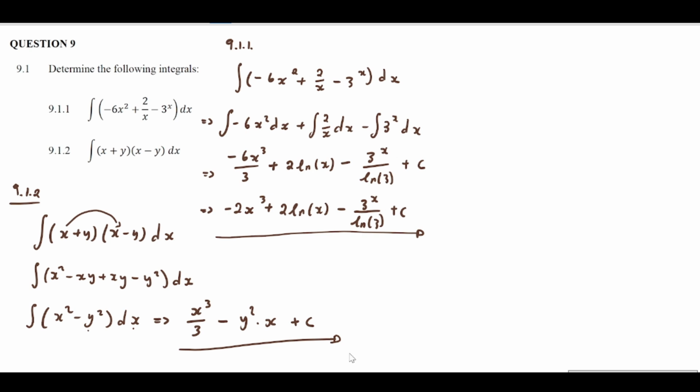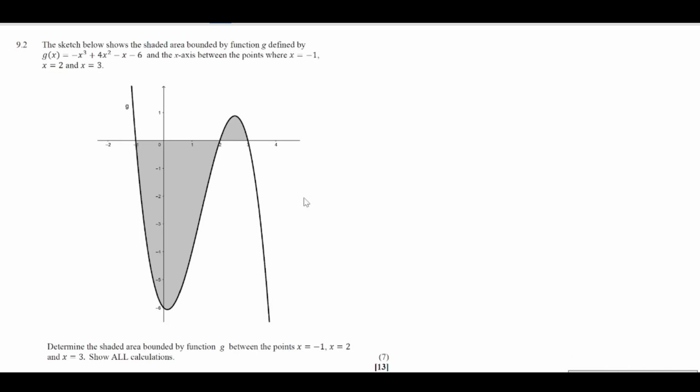9.1.2. Simple and straightforward. Looking at the last one here, they say the sketch below shows the shaded area bounded by the function of g, which is defined by this graph, and the axis between the points negative 1, 2, and 3. Determine the shaded area bounded by the function g between negative 1, 2, and 3. Show all your calculation. Great stuff.